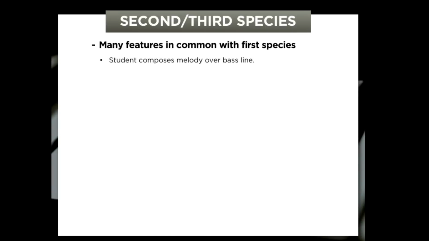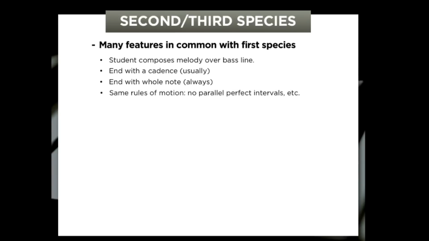The teacher gives a student a baseline with Roman numerals, and the student composes a melody. The baseline that the teacher gives will usually end with some kind of cadence that's specified, and the student will have to write a melody that accommodates that particular type of cadence. The last bar in second and third species, just like in first species, is a whole note. The same rules of motion apply that we learned in first species.